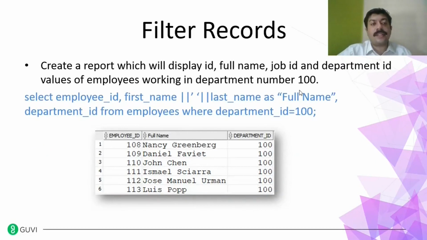Now next query is create a report which will display the ID, full name, job ID and department ID values of employees working in department number 100. So select employee ID, first name, concatenation operator, space, then last name. First name and last name are being concatenated. In between there is a space which is also getting concatenated, and it is displayed as full name. Now department ID, department ID from employees where department ID equal to 100. Here the employees' details are fetched who are working in the department number 100.